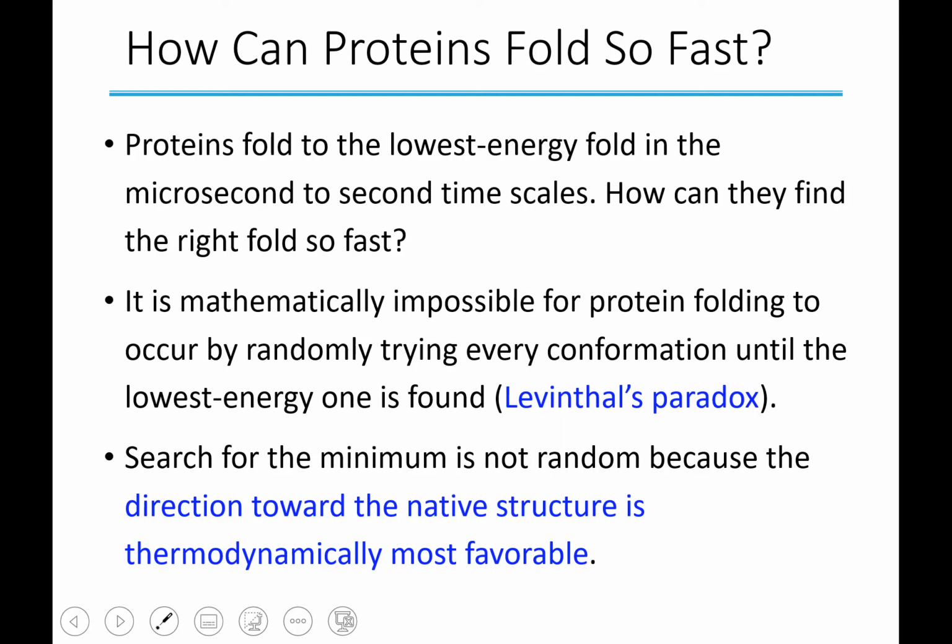Okay. And that's where we get this idea of Levinthal's paradox. Proteins fold to the lowest energy, and they do this in microseconds to second time scale. That's pretty fast when you consider how many amino acids are in a protein and how many degrees of freedom they have.